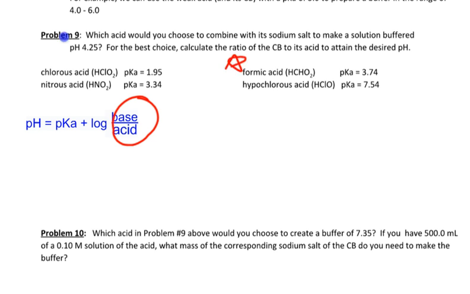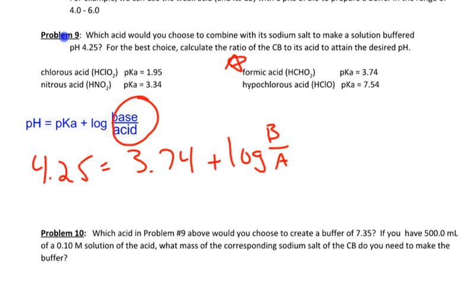That's my choice here. So let's see what this ratio of my base to acid ought to be to get an exact solution of 4.25. So pH is 4.25. My pKa, they told me, was 3.74, plus the log of base over acid.